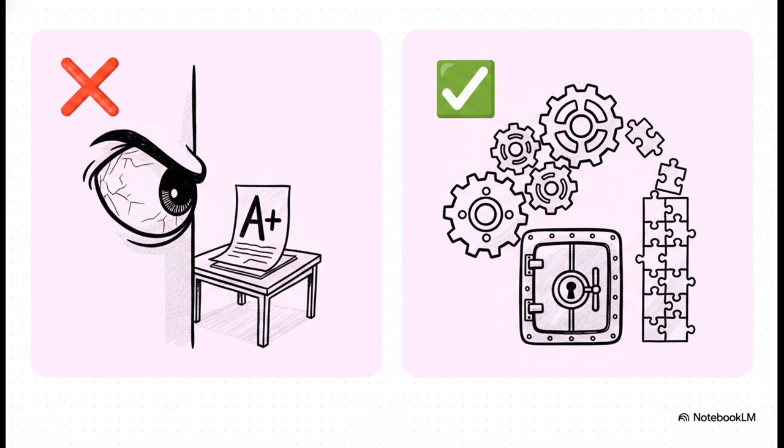Contrast that with the correct approach. An automated pipeline strictly handles the fitting on the training data only. The test data remains totally unseen, exactly as it should be.